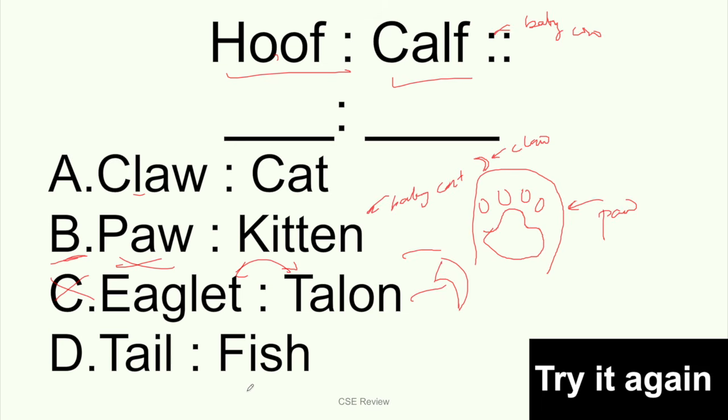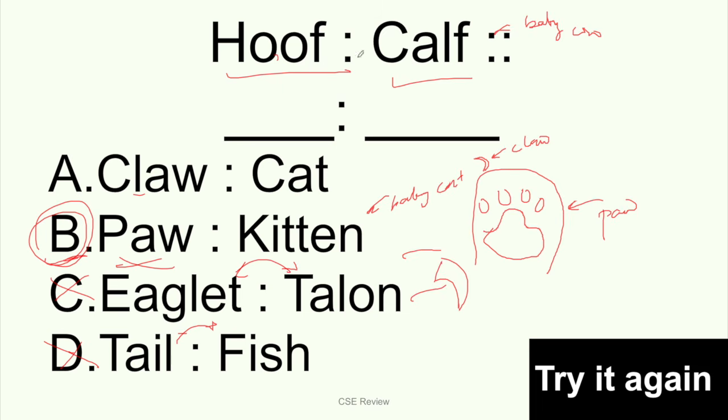Tingnan natin yung tail is to fish. Again, baliktad na naman siya. So, mali ka naman sa position. So, tanggalin na natin to. The answer becomes letter B. So, ang gusto ko talaga makuha sa inyo is yung train of thought. Itong kung paano ko siya sagutan. Yung proseso ng mga questions that I ask myself.